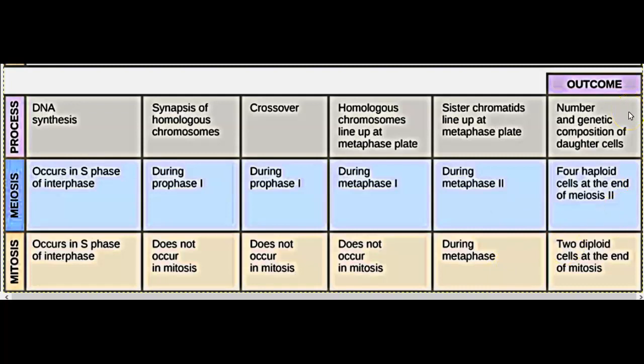Remember, genetic composition of the daughter cells. Meiosis ends up, right at the end of meiosis 2, with 4 haploid cells, genetically identical, monad chromosomes. Mitosis ends up with 2 diploid cells, genetically identical, monad chromosomes.